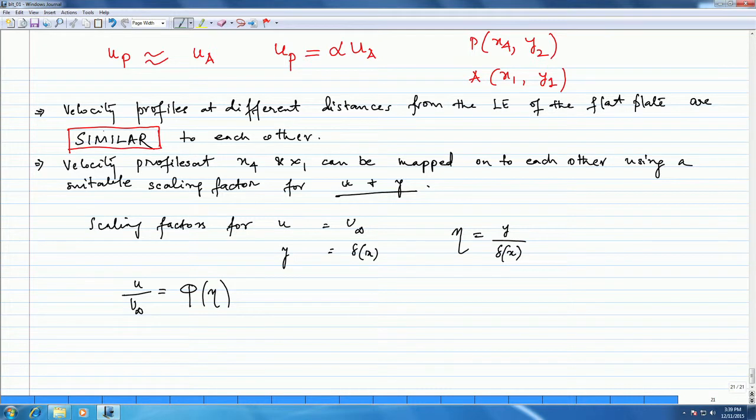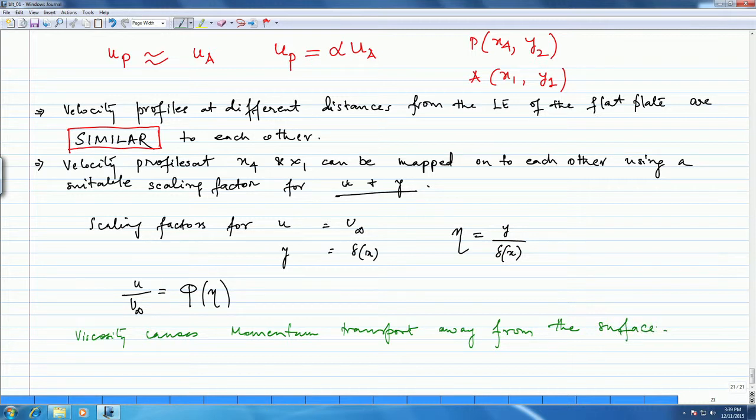So, basically the cause of this is the viscosity, right. Viscosity causes the momentum transport away from the surface, okay, and the cause of that is viscosity.